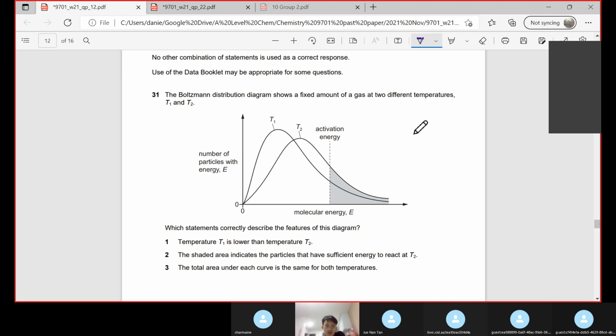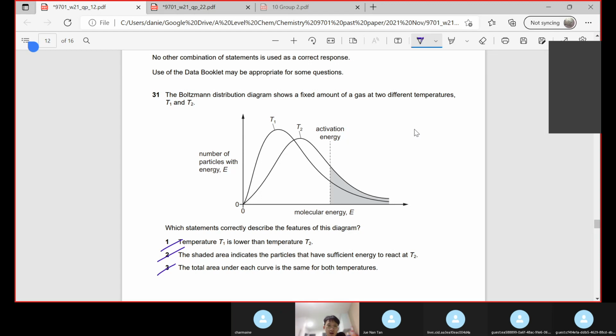Okay, the first one is correct. T1 is lower than T2. The shaded area indicates the particles have sufficient energy to react at T2. The shaded area, yes, is at T2. Yes, correct. Then number 3, they mention that the total area under each curve is the same for both temperatures. Yes, they are mentioning total area, not total shaded area.